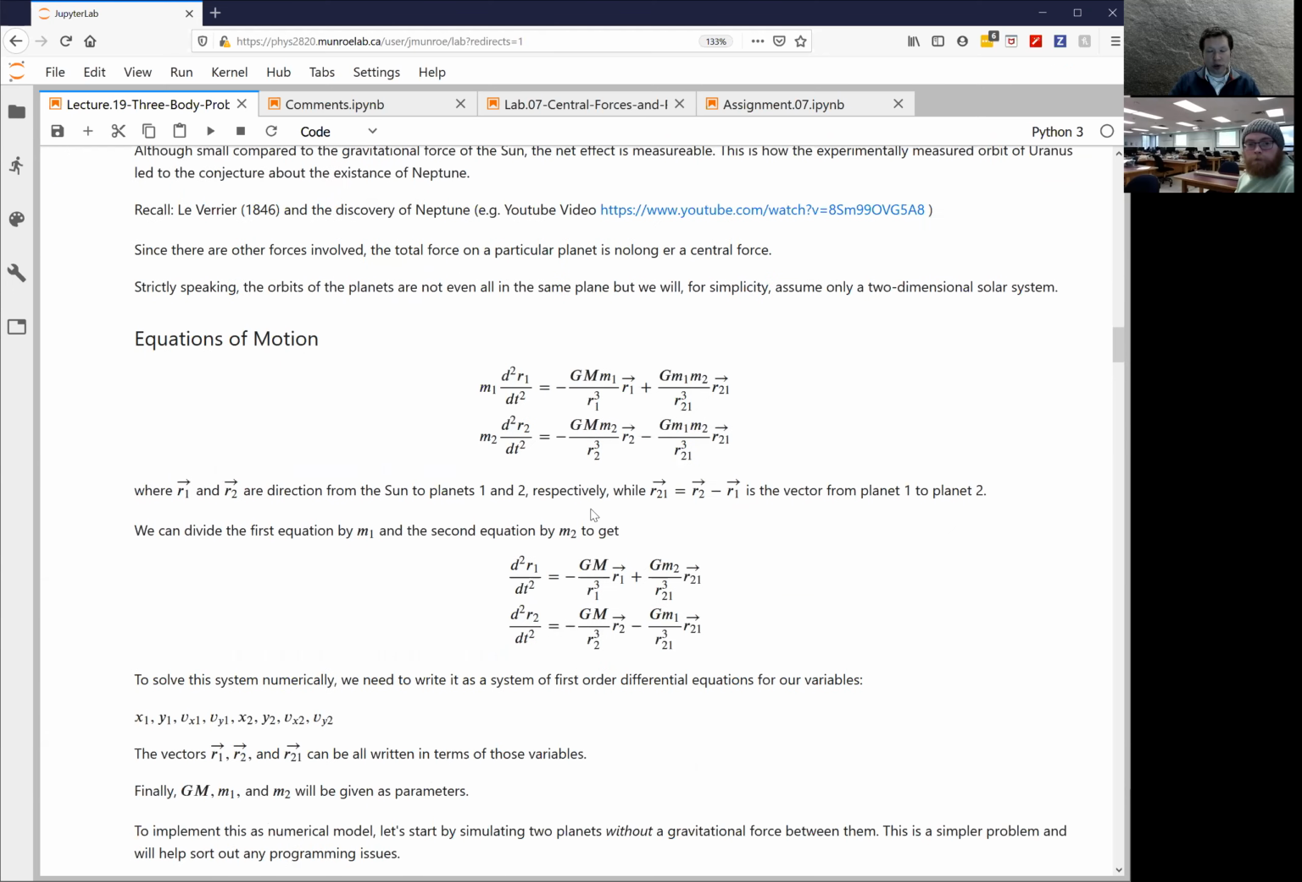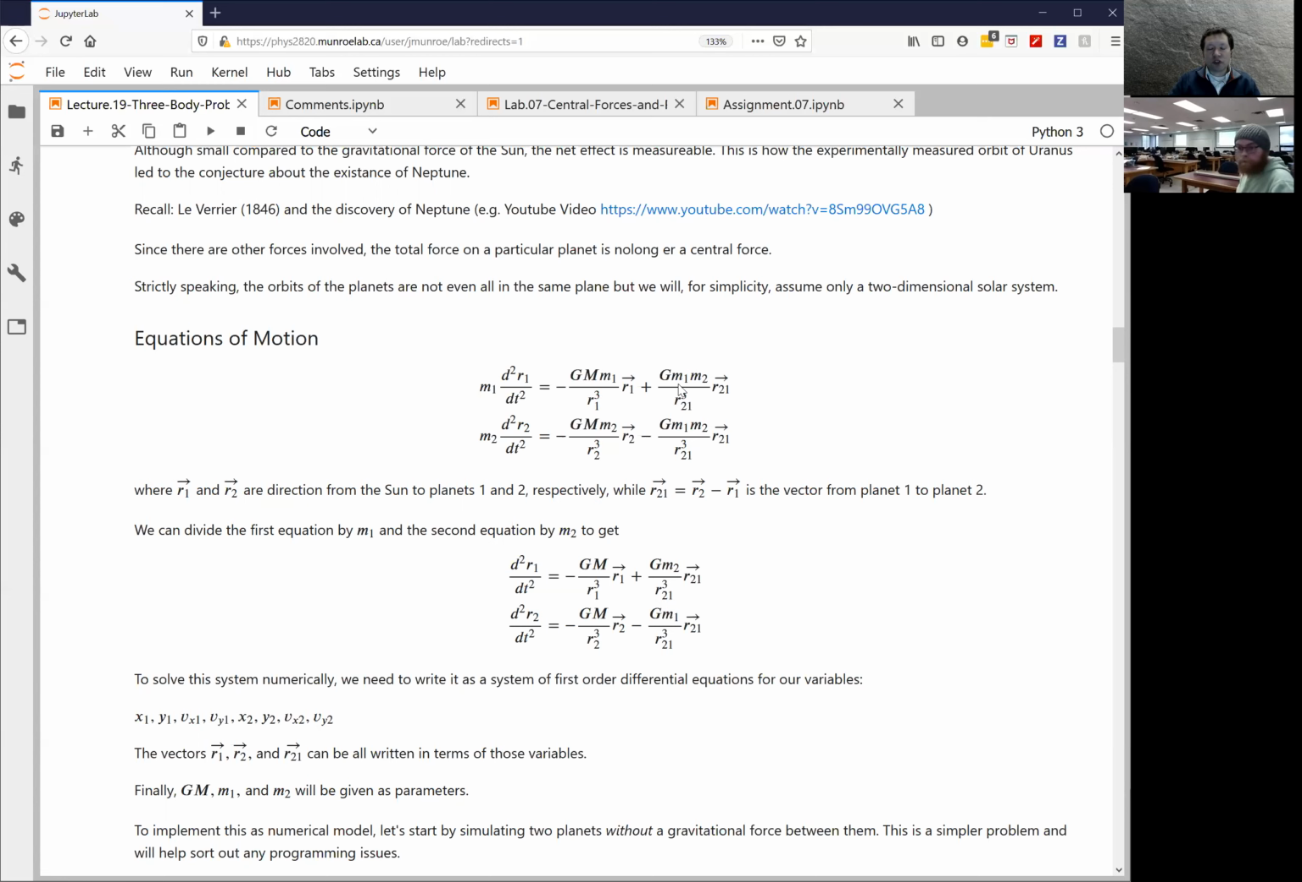Here are the equations of motion for a two-planet system. R1 is the position of planet 1 with respect to the sun. R2 is the position of planet 2 with respect to the sun. As before, there's a force of gravity between the sun, capital M, and planet 1. There's a force of gravity between the sun and planet 2. It's directed along the vector from the sun to the planet. But there's another force. And the other force is the gravitational force between the two planets.